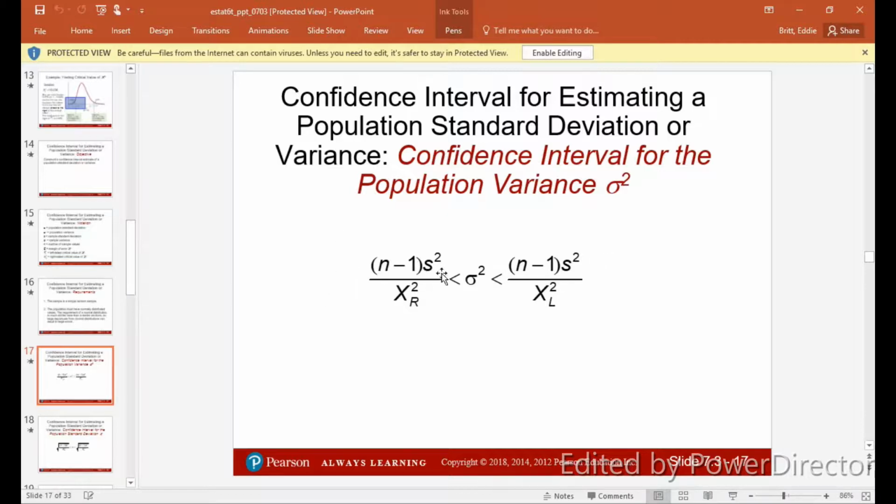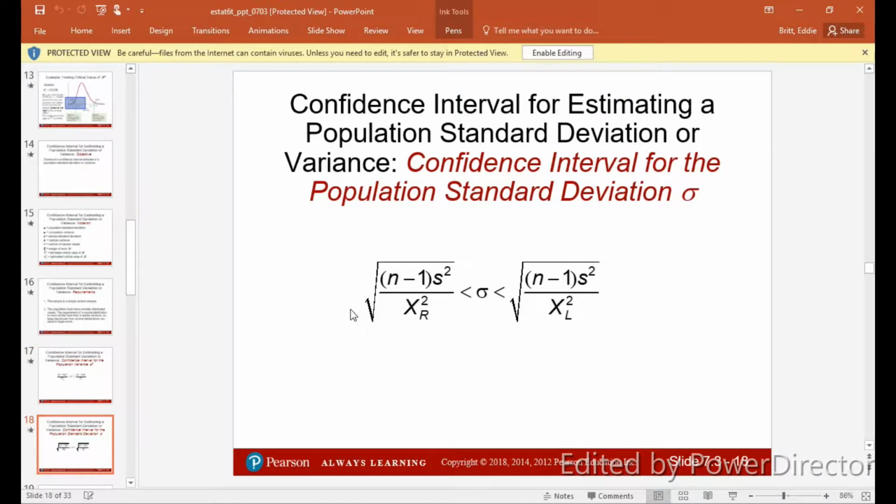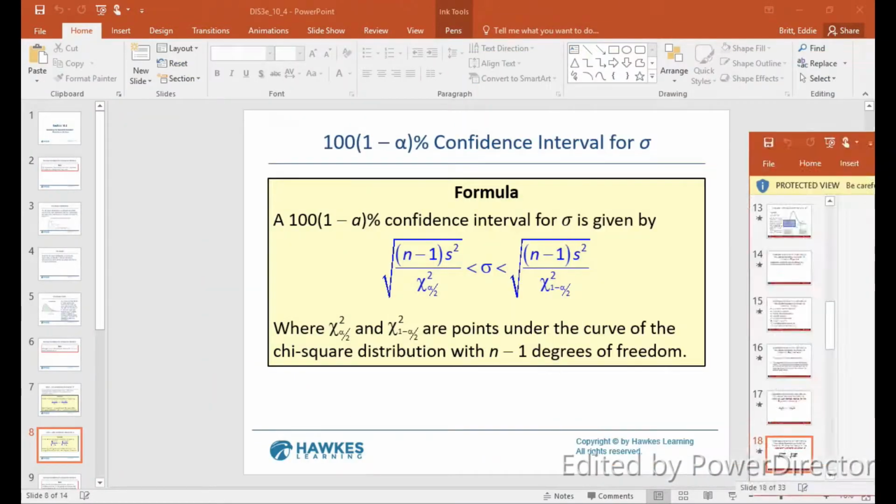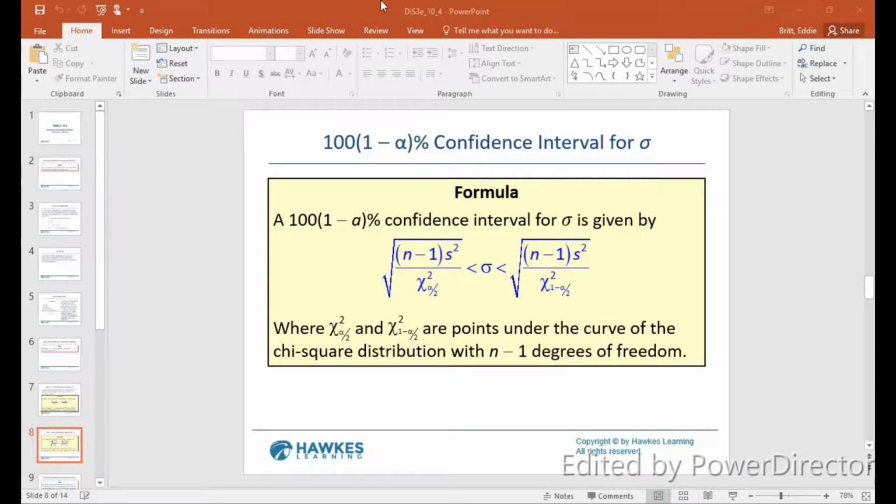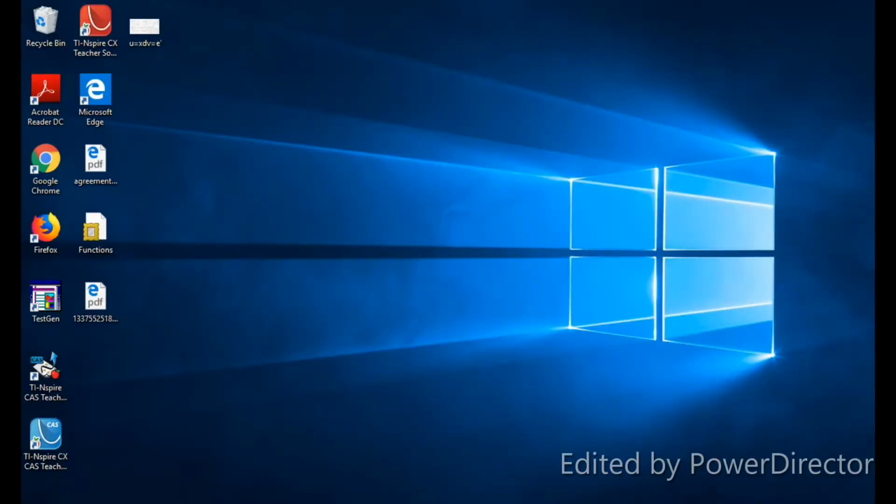And then, of course, if this is the population variance, the confidence interval for variance, if you want standard deviation, we just take the square root of everything. Okay? So let's look at how to find one of these critical chi values.